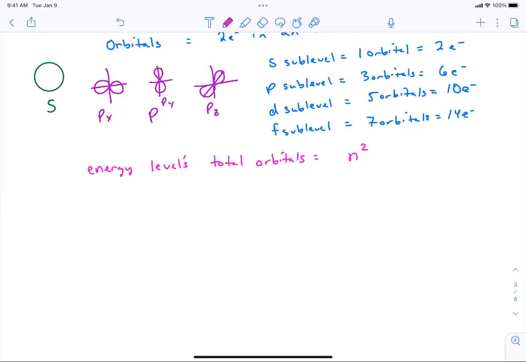Would you have to label all of them? No. But that could be a question on the multiple choice. They might say, if n equals 6, how many total orbitals are there? Now, you could do it by hand and go, well, sublevel 1 has 1, then 3, 5, 7, 9, and 11, and add it all up, if worst comes to worst. But you could also do 6 squared is 36 orbitals.